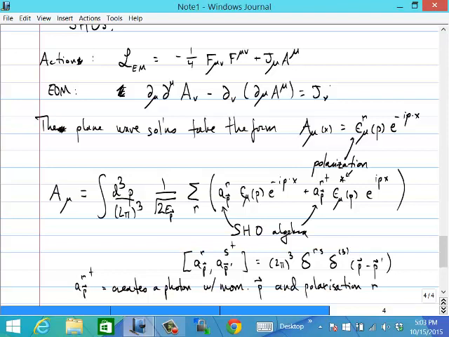Presumably, you remember from your electromagnetism class that if you have an electromagnetic wave, say, propagating in the z direction, there are 2 possible polarizations. It can be polarized in the x direction or the y direction. So there's 2 possible polarization vectors, epsilon. Or you could use a basis of circularly polarized light, so left and right circularly polarized, if you wanted to. But there are going to be 2 possible polarizations.